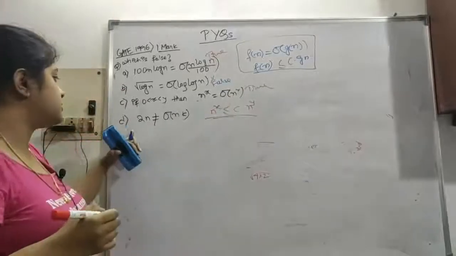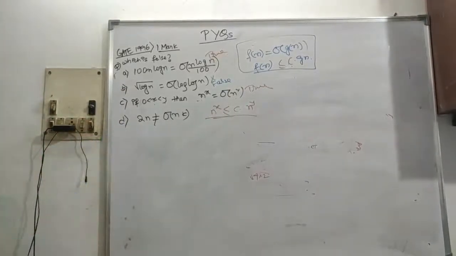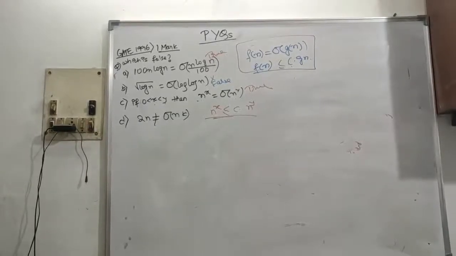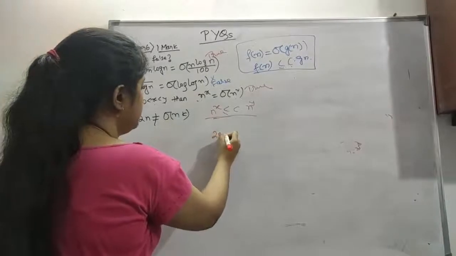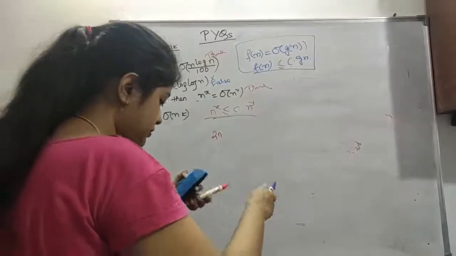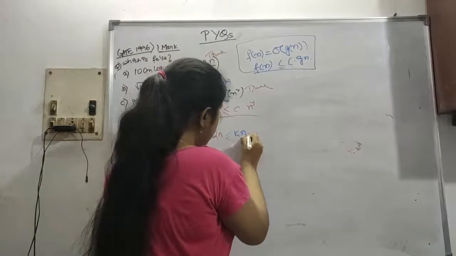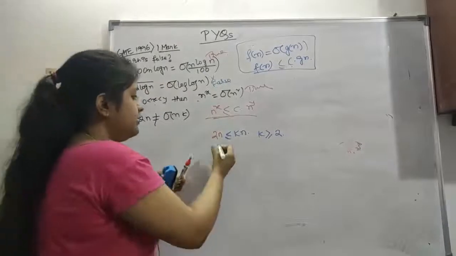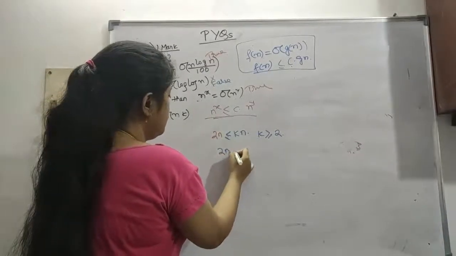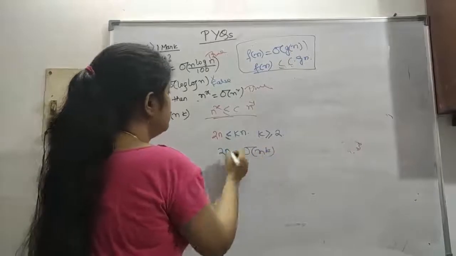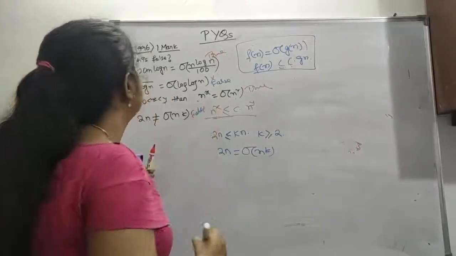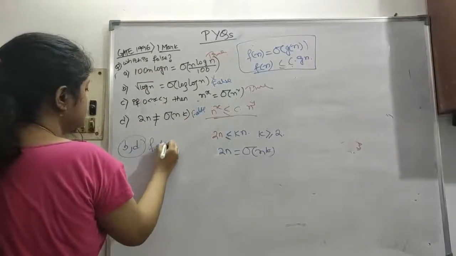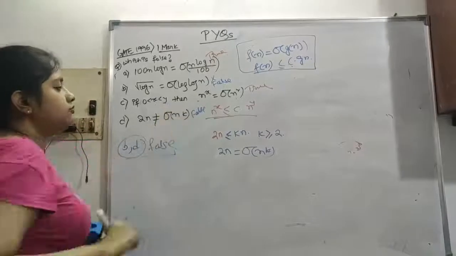Now let's see the next example: 2 to the n equals order of n to the k. 2 to the n is less than or equal to n to the k, where k is greater than or equal to 2. So 2 to the n equals order of n to the k is also false. So which of these are false? B and D are false, the others are true.